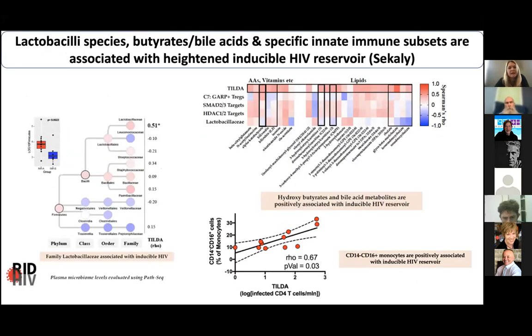This is work from Rafiq Sekali's lab, and he's done a lot of really nice work showing that when they look at different species of lactobacilli and the metabolites that are made from the microbiome, such as these butyrates and these different bile acids, it's actually associated with inducible HIV reservoir. And you have the hydroxybutyrates and bile acid metabolites. These are, again, metabolites directly made by the microbiome. The only thing in your body that can make these is actually the microbiome. The bile acid metabolites are associated with liver function as well, but they're positively associated with inducible HIV reservoir. They can also induce things such as these monocytes, and that's also associated with this inducible HIV reservoir. So again, showing this association and link between the microbiome and the reservoir.